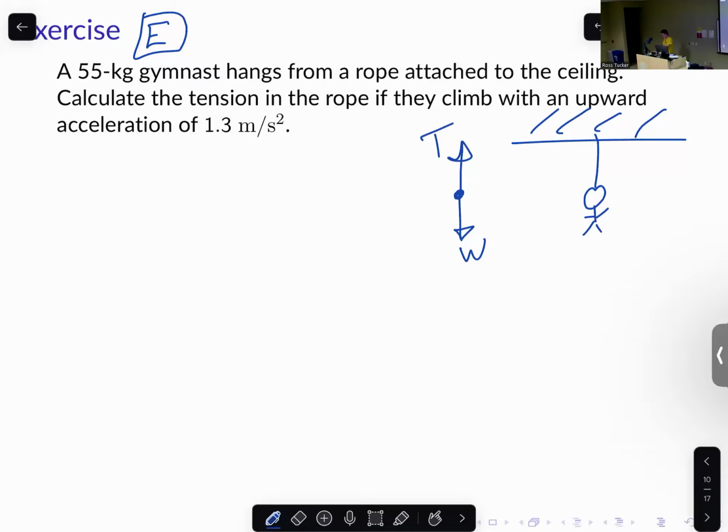Okay, so let's follow this up. Weight is still there, right? And weight hasn't changed. The planet doesn't care if you're moving, accelerating, blah, blah, blah. Every other force is caused by something touching. Let me ask you this, what new object is touching the gymnast?